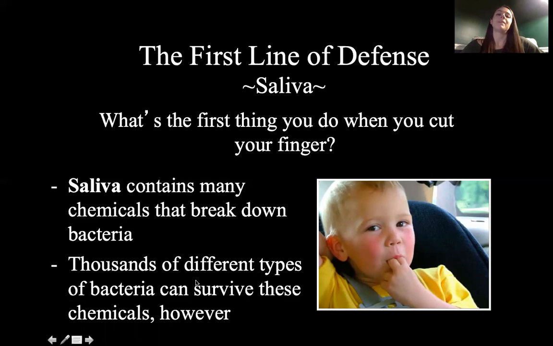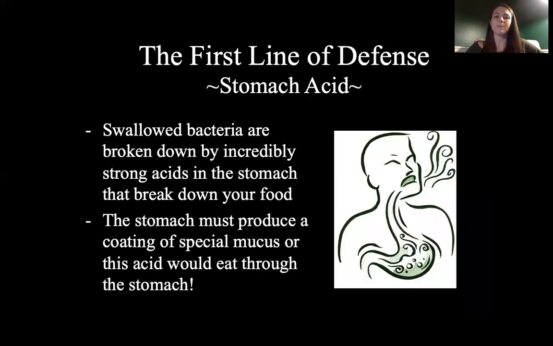But there are lots of bacteria that survive these chemicals in the saliva, and instead of dying in the mouth, they get swallowed. So like we asked before, what happens? Wouldn't that mean that bacteria is now inside the body? Well, a couple things. One, we have stomach acid. Stomach acid helps us digest our food, and also actually helps kill bacteria.